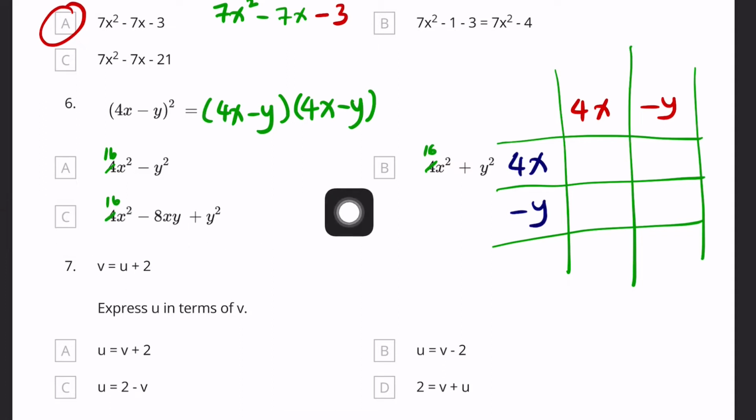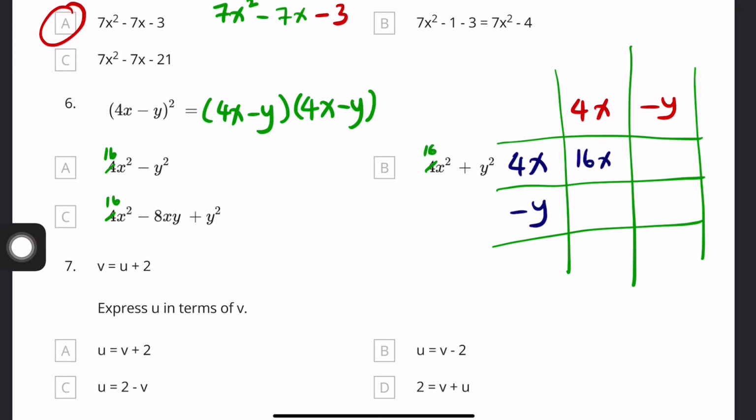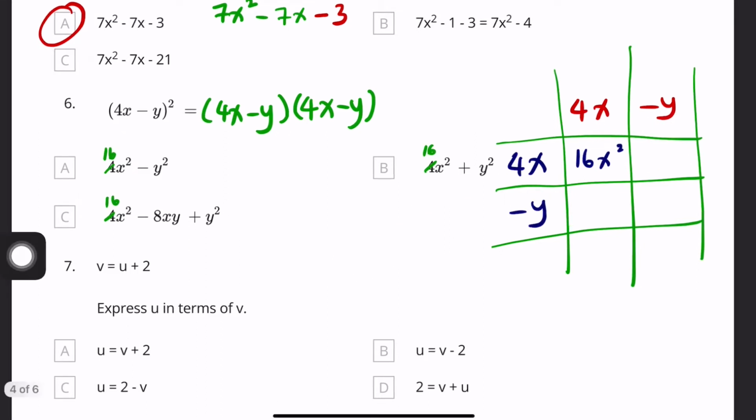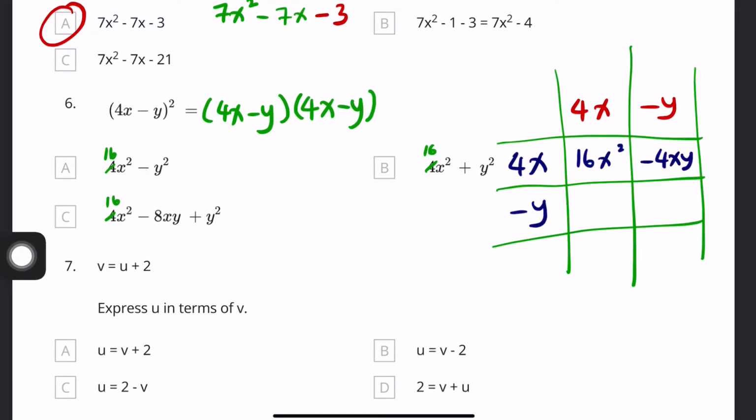Over here, what can you do? 4x times 4x is 16x squared. And then 4x times -y is -4xy. The same thing goes over here: -y times 4x is -4xy. And then -y times -y, negative times negative, is positive, so you have positive y squared. And then you simplify.